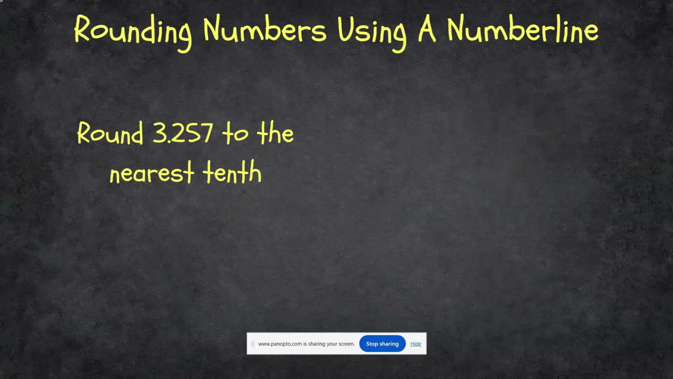Our first number that we're going to be working with is 3 and 257 thousandths. And I want to be rounding this number to the nearest tenth. So just like last time, we are going to be underlining the tenths place and drawing a vertical line to separate. Now, since we are using a number line, we're going to go ahead and draw our open number line. And just like a story, number lines have a beginning, a middle, and an end. It is our job to fill those parts out with our numbers.